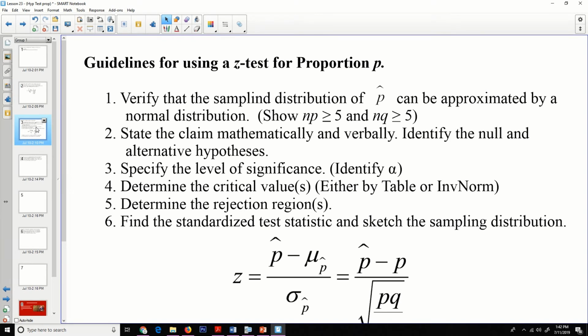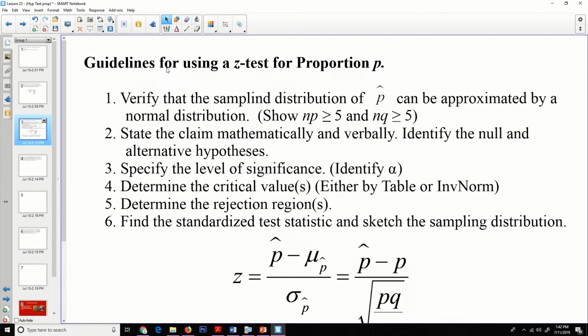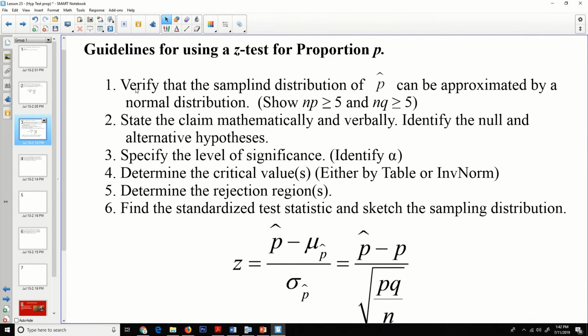So the guidelines, these are specific to a population proportion versus the 7 that we talked about later, but I just want to make sure that they link up fairly well. There are a few little tweaks for population proportion, but that list is basically the same. And the first thing we want to do is verify that the sampling, and I apologize for this, this should be sampling. The sampling distribution of p hat can be approximated by a normal distribution. And so we need to show that NP is greater than or equal to 5 and that NQ is greater than or equal to 5.